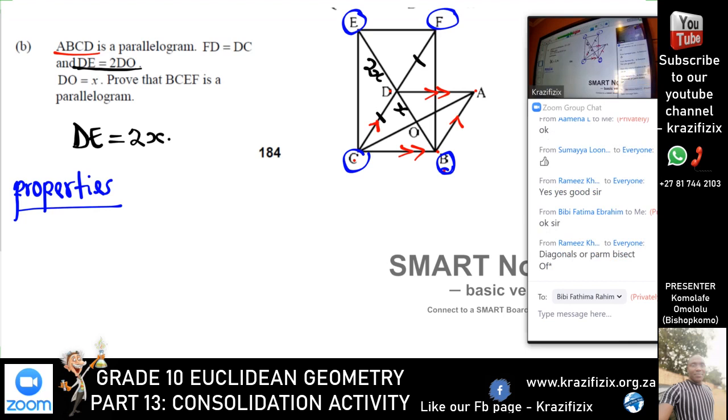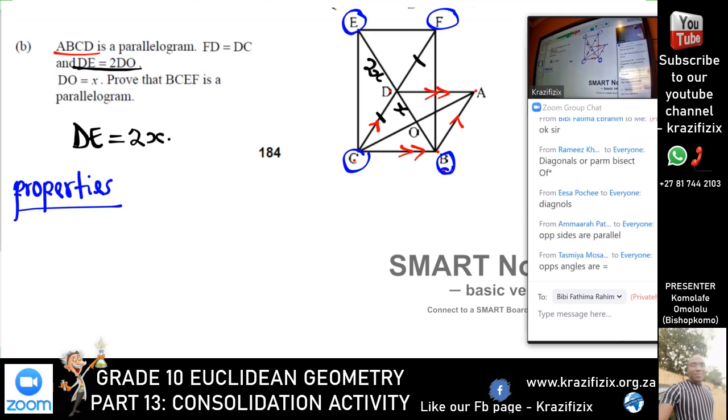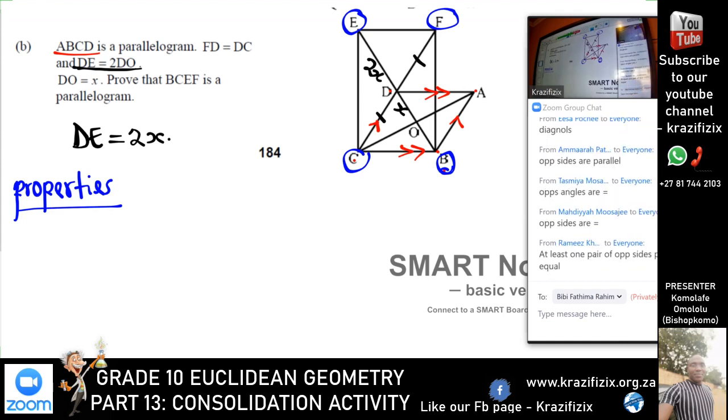Okay, we need to prove that diagonals of a parallelogram bisect. That's one. There are so many. What else can we prove? Opposite sides are parallel. Thank you. Opposite angles are equal. At least one pair is opposite. All right, guys. So these are the things you need to look out for. You just don't answer questions. It's almost as if saying this is the whole idea. You know where you are going. Now you need to find your way there.